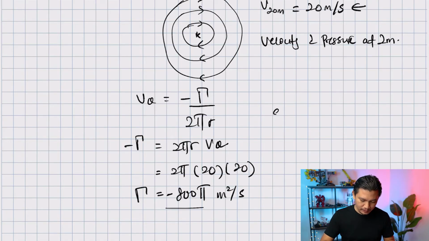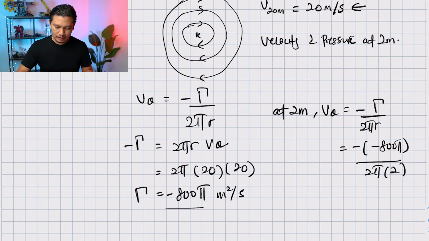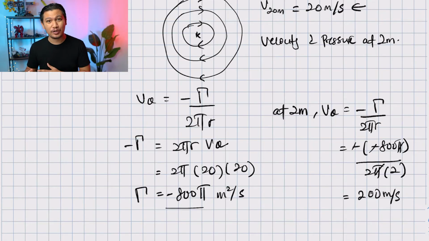Now that we know that the gamma is minus 800 pi, this will be constant anywhere inside the tornado. So at 2 meter, my velocity is equal to minus capital gamma over 2 pi r. So this will be minus 800 pi over 2 pi r, and r is 2 meter. Now, I can cancel the pi out and I can cancel the negative sign. So now 800 divided by 4 is simply 200 meter per second. And that is a very high velocity. 200 meter per second is about 600 kilometer an hour. So that's very fast. You don't want to be anywhere near that.